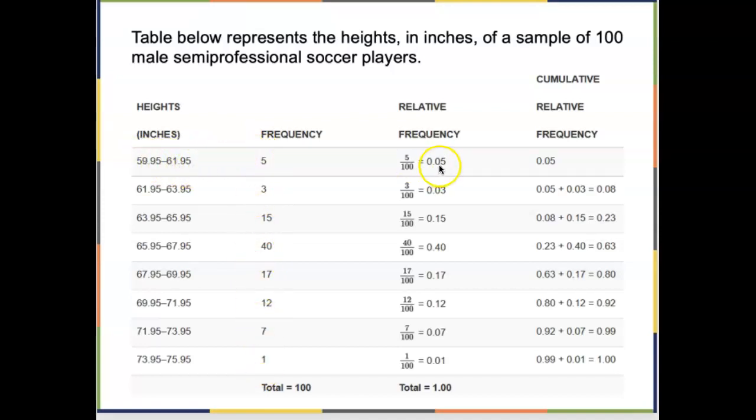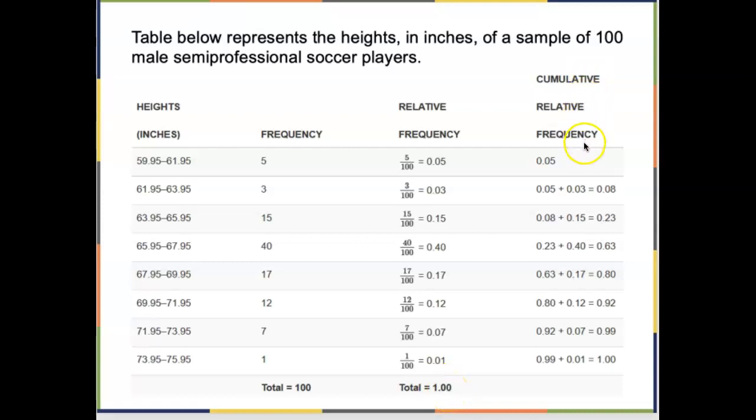The relative frequency is calculated by taking the frequency and dividing it by the sample size. So for this first class, there were 5 divided by 100, or 0.05. If you think of this as a percent, it's like 5% of the soccer players were between 59.95 inches and 61.95 inches. So we do that for each class here, and the relative frequencies will total 1, and the frequencies themselves will total the number of our sample size, or 100. Relative frequency will always total 1, or if you think of it as a percent, 100%.